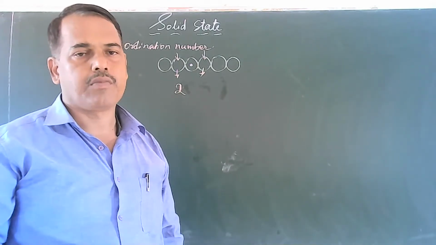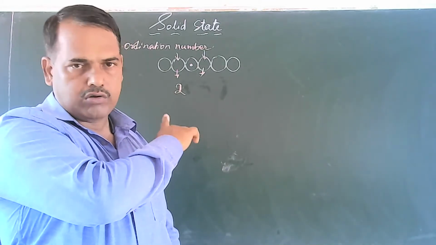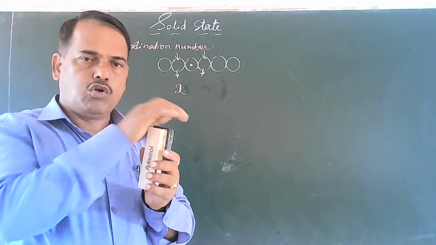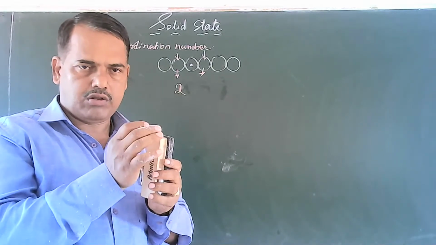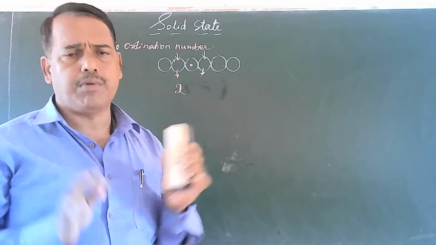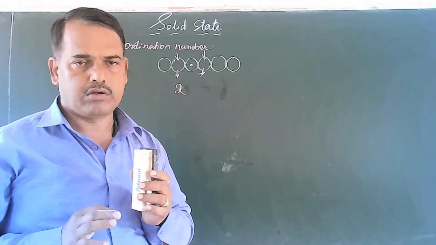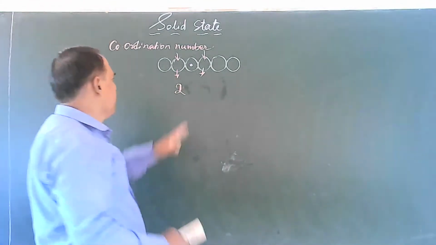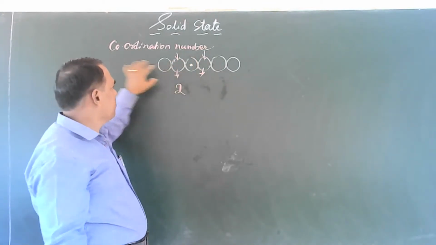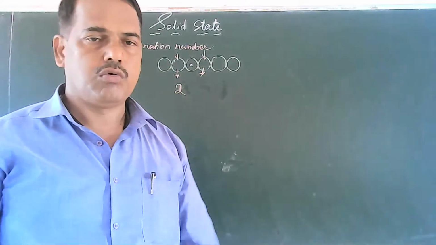Coordination number is 2. If we consider the center sphere according to the diagram, the considered sphere attaches 2 other nearest neighbors. That is called coordination number. Very simple. You will get one more question. Define coordination number. It is nothing but the number of nearest particles. Are you clear? What is the coordination number in one dimension? In one dimension, coordination number is 2.